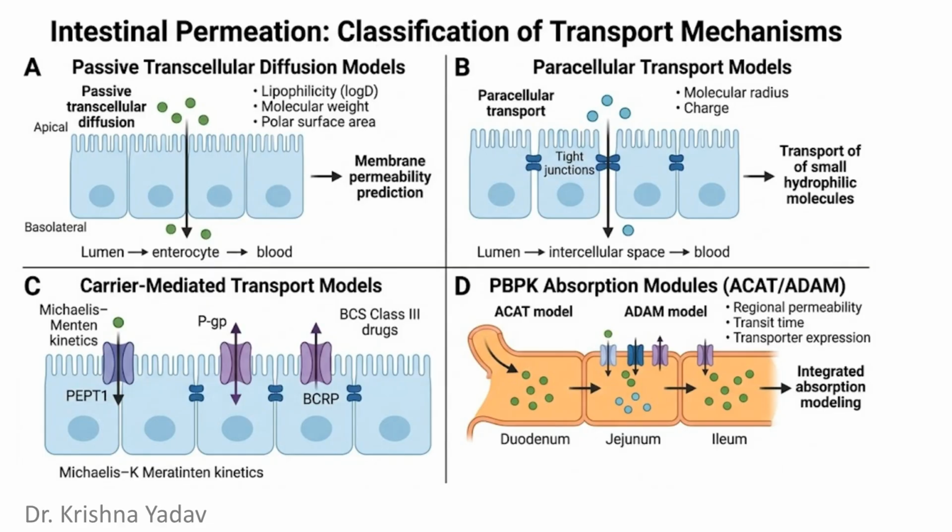Permeation models include passive transcellular diffusion models based on physicochemical properties, paracellular transport models focused on tight junctions, and carrier-mediated transport models incorporating kinetics for influx and efflux. We also have PBPK absorption modules, such as ACAT and ADME. These models segment the gastrointestinal tract and integrate all transport mechanisms simultaneously, considering regional permeability and transit time.